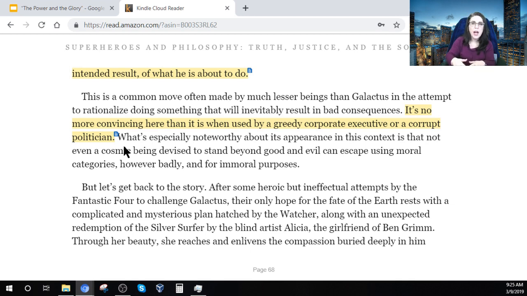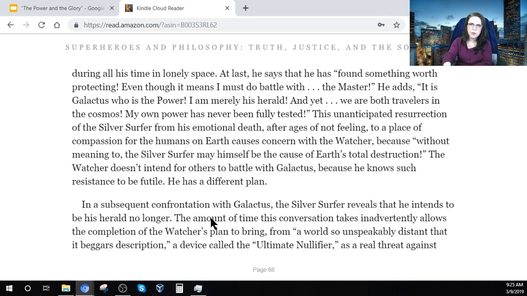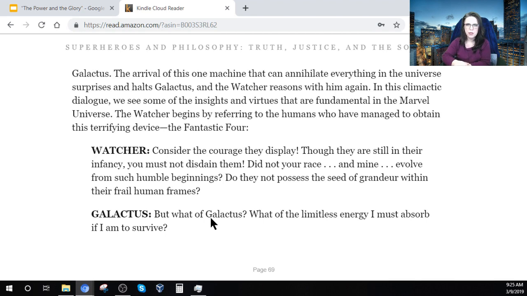Now that they've applied it to our everyday lives, they go back and they apply it to their evidence, which is the comic book heroes and the supervillains. And so they urge us to go back to the story. And they want us to look at the ineffectual attempts by the Fantastic Four to challenge Galacticus. And they walk through this challenge. They tell you about the stories. They give you some dialogue from these stories. And they go back to this dialogue between the Watcher and Galacticus. Now, the Fantastic Four has created this machine that's supposed to be able to stop Galacticus from devouring the Earth.